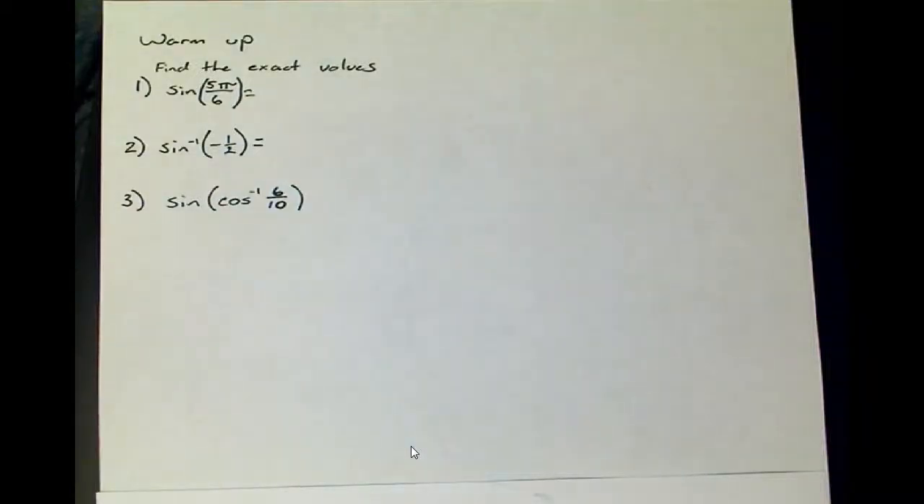Alright, this is your warm-up today, guys. There's 3 problems, obviously. The first 2 you're going to need your unit circle for. The last one is not on the unit circle, the value is not. So you will need to draw a graph for that and find the values.